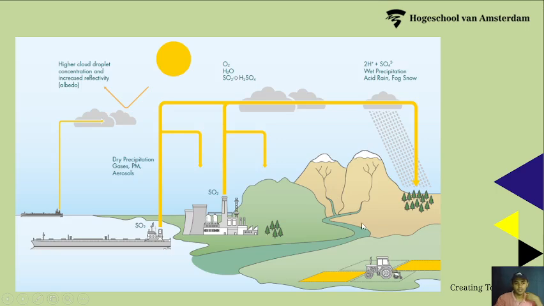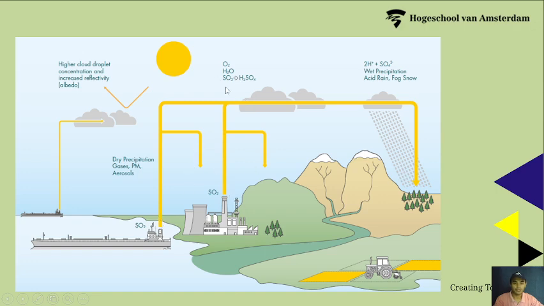Most ships contribute to the SOx emission in the atmosphere. This SOx makes a higher cloud droplet concentration and increased reflectivity. So to lessen the effect of SOx, ships are now doing things, and even industry is doing something to lessen the effects of sulfur oxide.